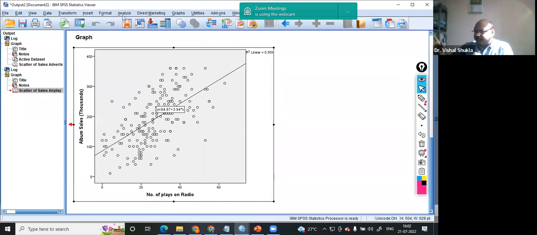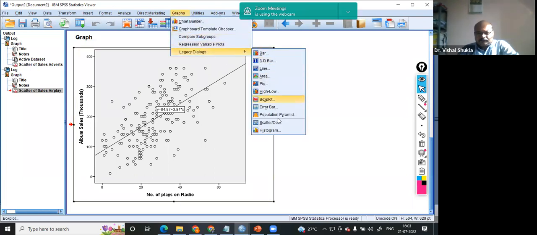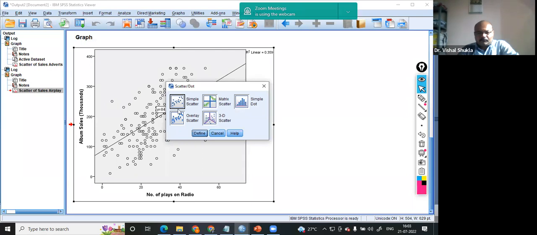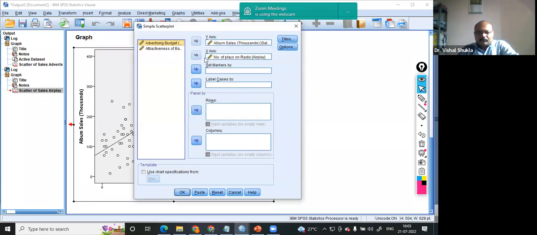So the individual regression coefficient you will also get. However, when you put all of them in a model, you'll find that the regression coefficient will be different. This is the regression coefficient when an individual variable is predicting the sales. Then go to the third one. Select this, and take attractiveness of the band.